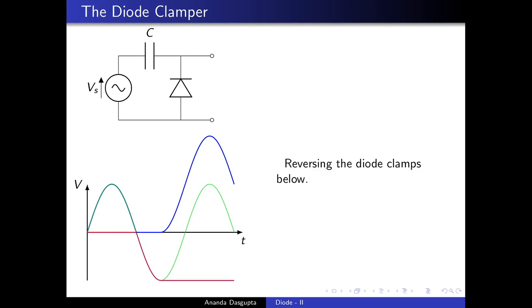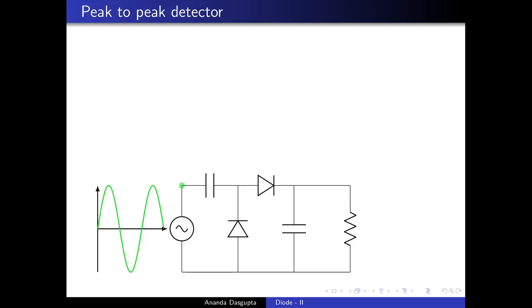Okay. Next we come to another circuit which uses diodes. This is called a peak-to-peak detector. But before we go on to talk about the peak-to-peak detector, let's break this circuit up into pieces. If you just look at this part, the first rectangle here, the sinusoidal source, capacitor, and diode, this is exactly what you saw a while ago. This would be a positive clamper, something which pushes the input up until it's completely positive.